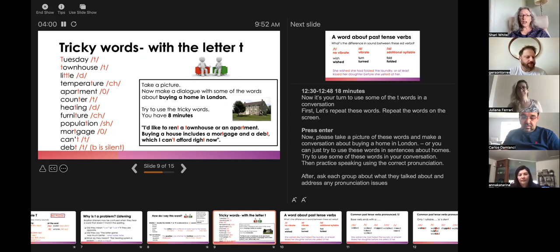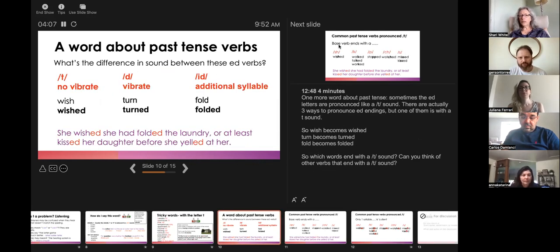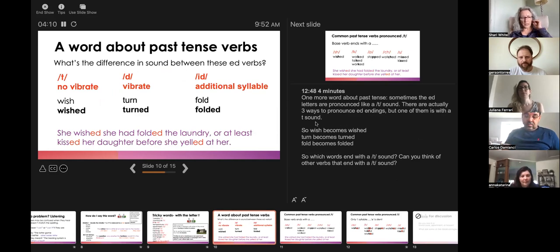Okay, good. So I just have one more thing that I want to go through with you that I think you'll find very valuable. A bit of a word about ED sounds. We did a little bit of this in the first class, but some of the ED past tense verbs actually sound like a T. There's actually 3 ways to pronounce the ED endings. So for example, the first one is wished. You can hear that wish becomes wished when it's in the past tense. Turn becomes turned. Fold becomes folded.